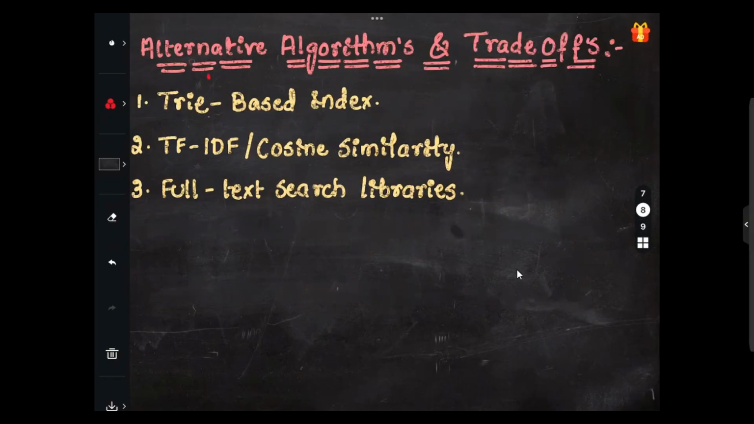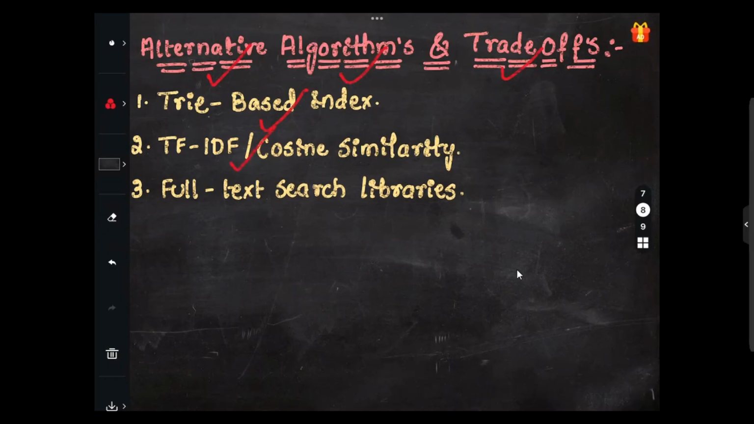Yep. Next, let's move on to the alternative algorithms and the trade-offs. So first thing, we can go with a trie-based indexing, right? So trie-based index. What's the advantage or the pros here? First thing, faster prefix search. Quite obviously, if you know the trie, it will be faster, right? Faster prefix search actually, but the trade-off is more memory overhead.